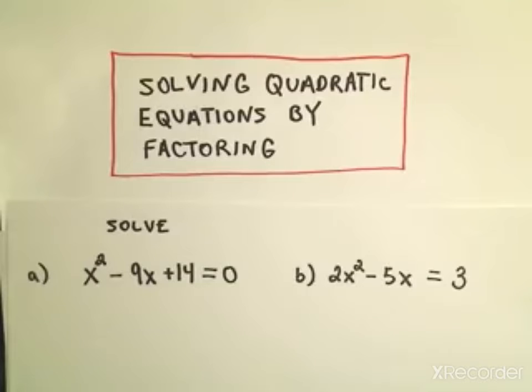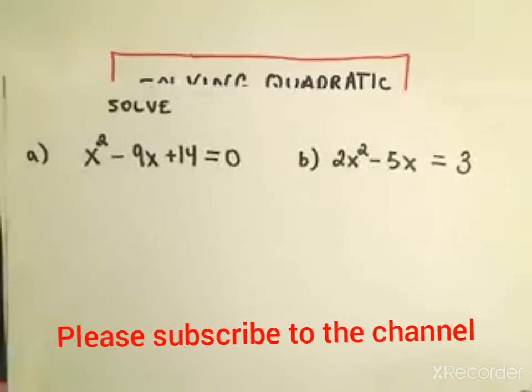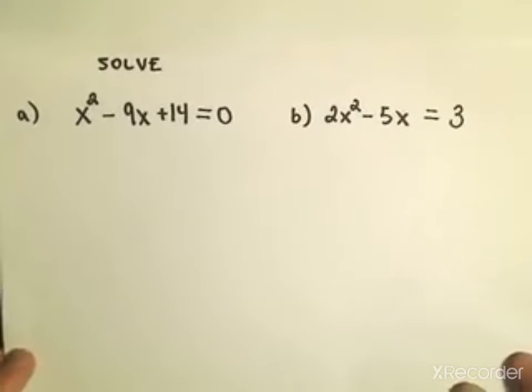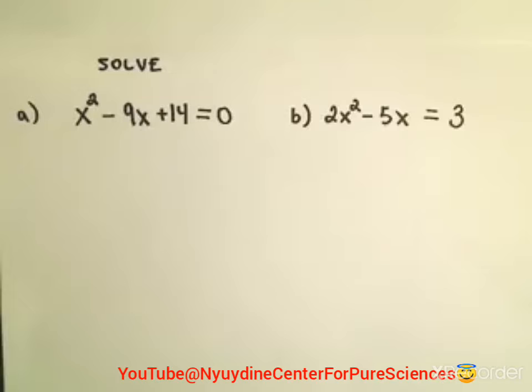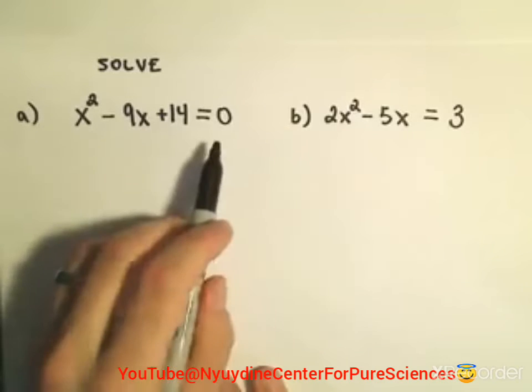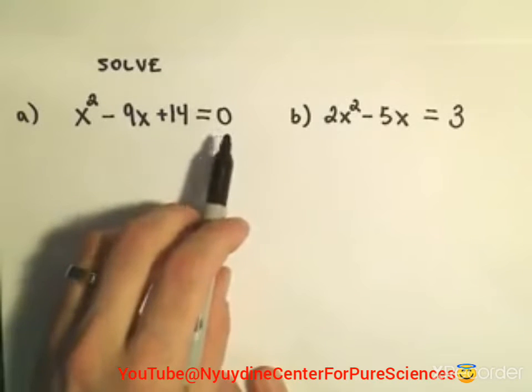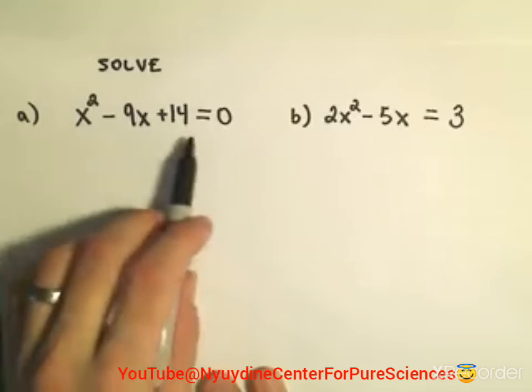Alright, in this video I'm going to do a couple examples of solving some quadratic equations by factoring. And in our first example here we've got x squared minus 9x plus 14 equals 0. And again, the basic idea is we're trying to factor first off. So one thing that's important is you want one side of the equation to be equal to 0. So notice we have that in our first example.